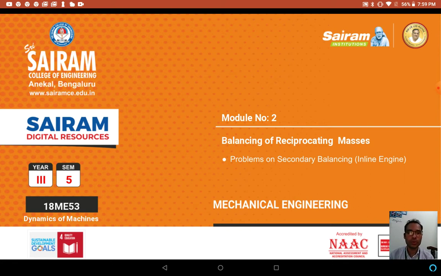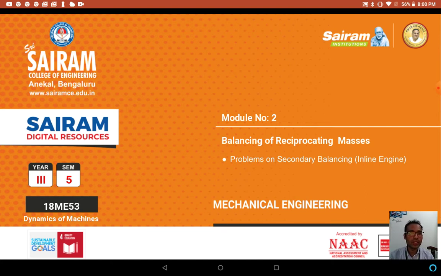Now we are moving to the second topic in module 2, which is balancing of reciprocating masses. In the introduction class I told you the importance of reciprocating masses, why they occur in an IC engine or steam engine, and the difference between reciprocating masses and rotating masses. Now we are going to solve some numerical problems on reciprocating masses.